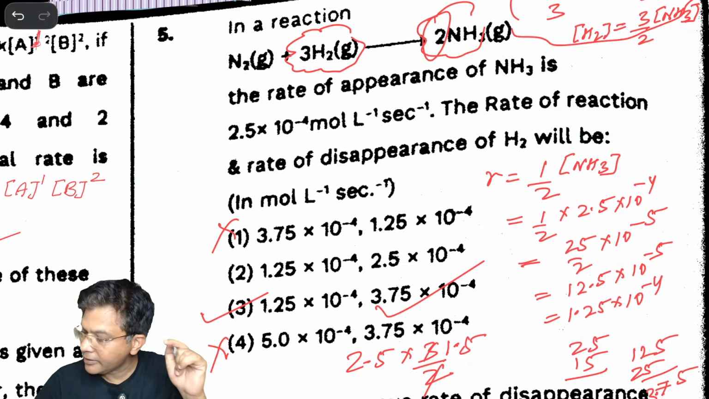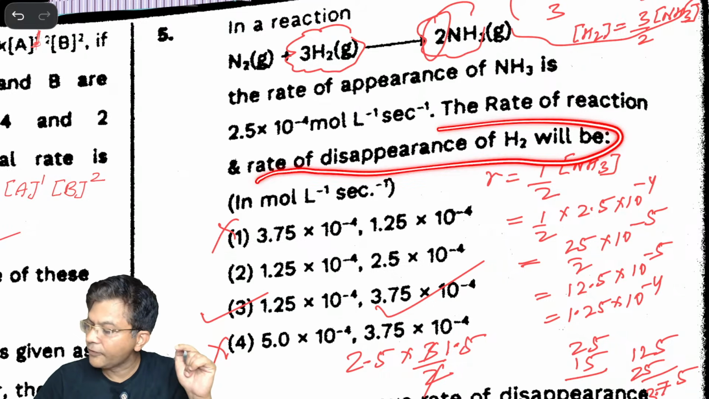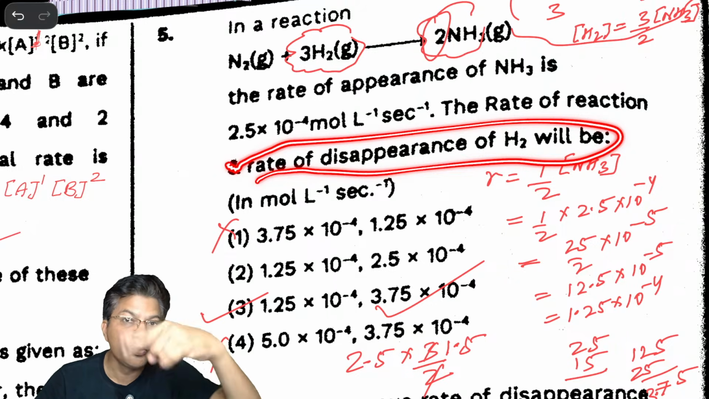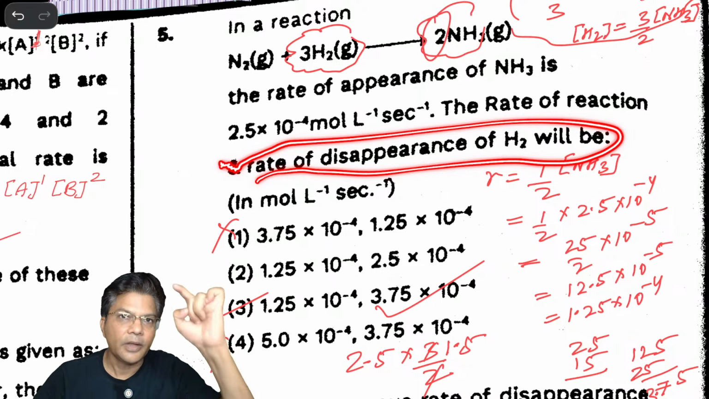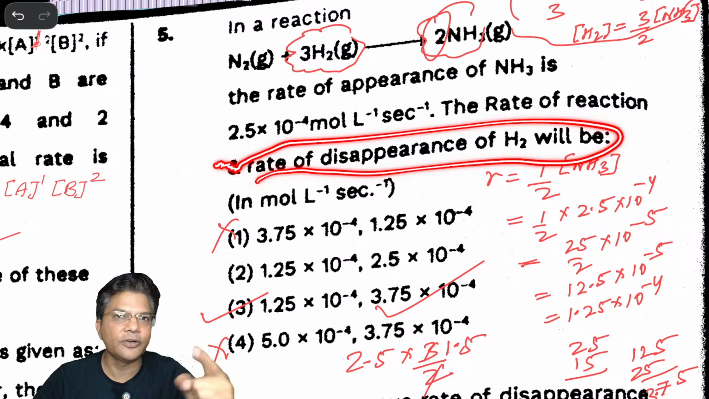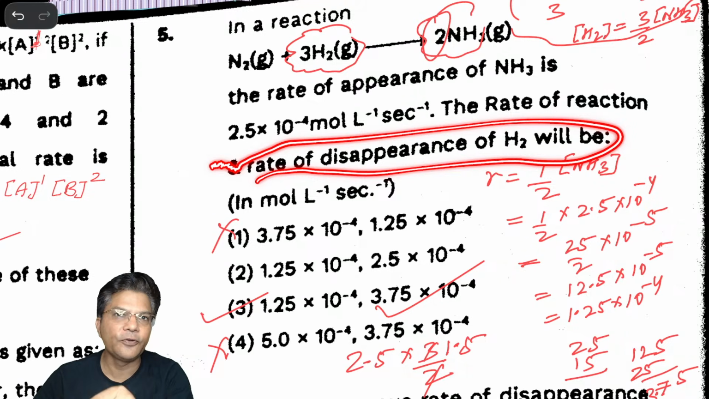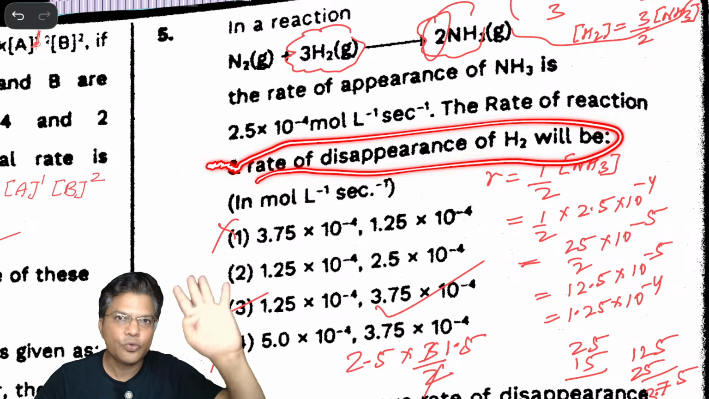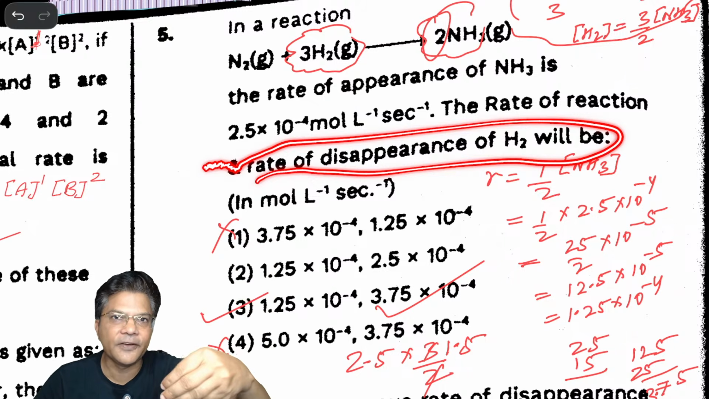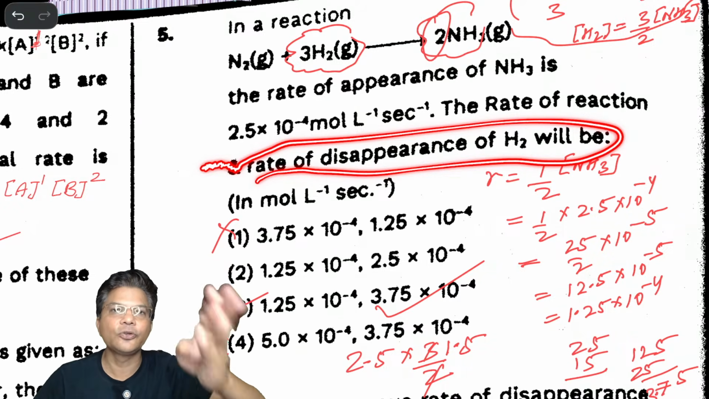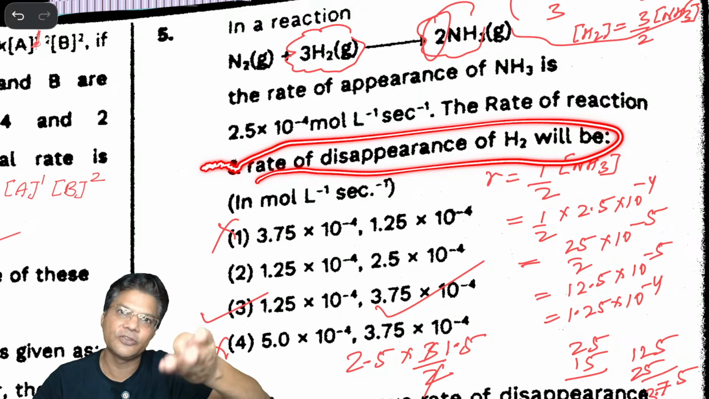Now they are asking the rate of disappearance of hydrogen. I have told you the rate of disappearance of hydrogen is 2 by 3 of ammonia. The rate of disappearance of hydrogen is equal to 2 by 3 the rate of appearance of ammonia. The rate of appearance of ammonia is 25 into 10 to the power minus 5. So 25 times 3 is just 75, and what is the half of 75? 36.5. So 36.5 into 10 to the power minus 5, or 3.65 into 10 to the power minus 4.